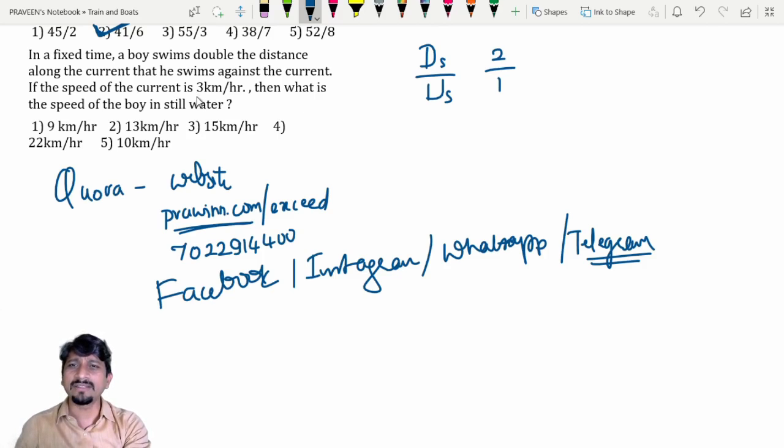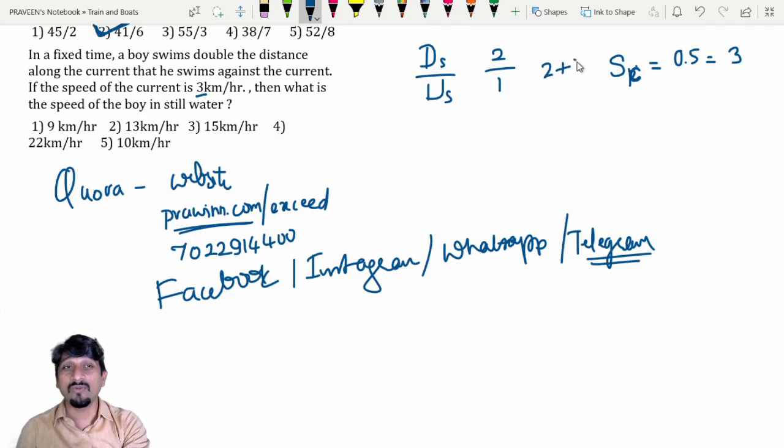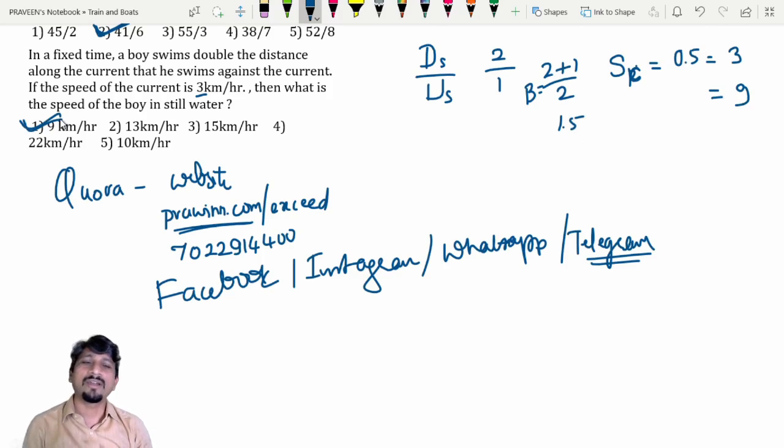If the speed of the current is 3 km per hour, then what is the speed of the boy in still water? Same thing that we did. They are telling the speed of the current. How do we find the speed of the current? (2 minus 1) upon 2 is equal to 0.5. 0.5 is equal to 3. Now what is his speed? (2 plus 1) upon 2. This is the speed of the boy. You know it very well. Go to the previous one. So it is 1.5, so this should be 9 km per hour.